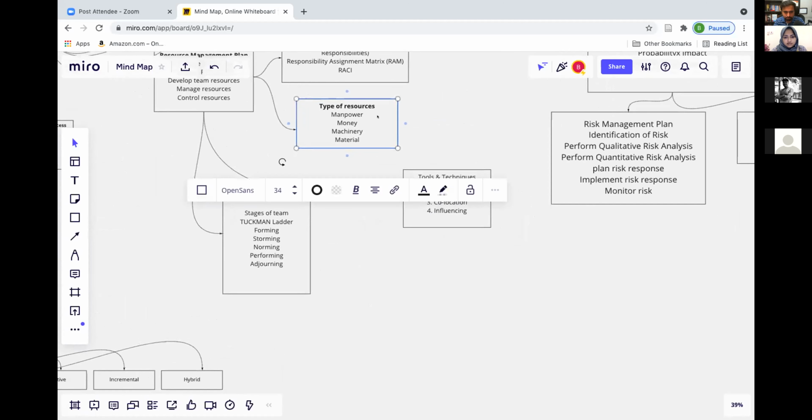Then the tools and techniques: mainly when we are dealing with the resource, we have to focus on emotional intelligence. This is the base for a servant leader. Then we also deal with conflict management, where we talk about the different stages of conflict management. Then we focus on co-location and the influencing of the team members. So these are all about resource management.